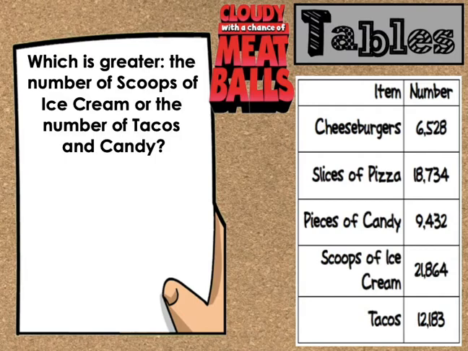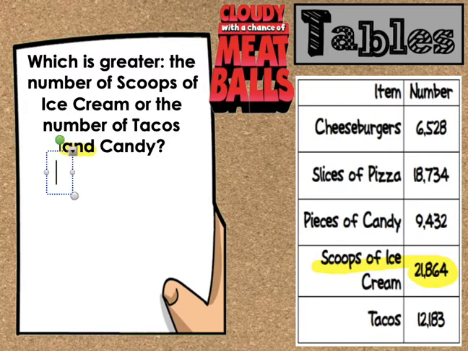Which is greater, the number of scoops of ice cream or the number of tacos and candy? So here we're asking a different type of question. The first thing we should see is that there were 21,864 scoops of ice cream. Now we need to compare that to the number of tacos and candy. Because it says "and," that means we need to find out how much that is total.